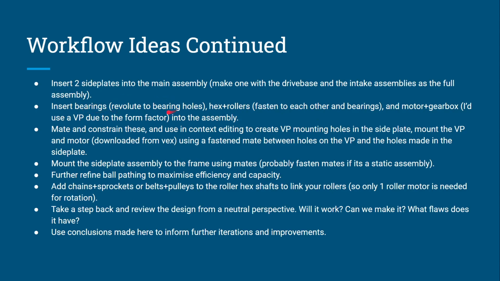So then you want to insert bearings, right? Insert hex holes, and then insert a motor and gearbox combination. I'd use a versaplanetary and probably a 775 Pro motor or a Neo 550. Neo 550s are a little bit more expensive, but a lot more compact. So just keep that in mind. If you need compactness, it's fine. But you should be taking cost into account when you're doing this.